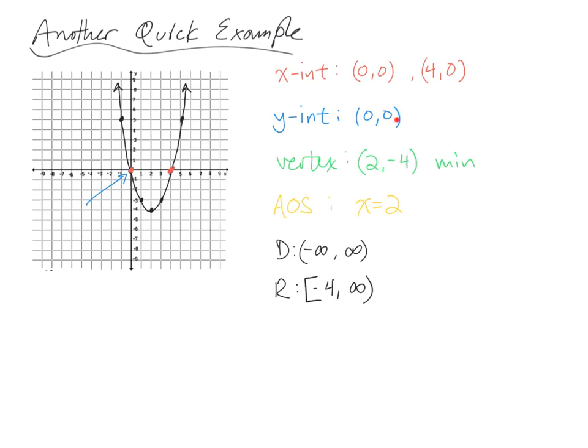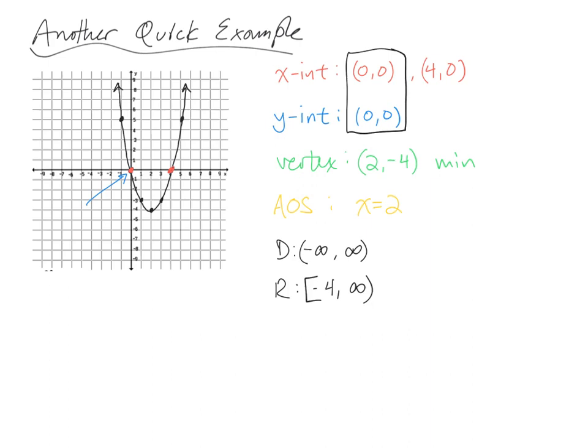And the y-intercept is (0, 0). That's where the graph crosses the y-axis when the x value is 0. So again, for any y-intercept, the x-coordinate is 0. I want to point out that if one of your intercepts is (0, 0), it will also be the other intercept as well. So if your x-intercept is (0, 0), guess what? The y-intercept is also automatically (0, 0). If the y-intercept is (0, 0), then the x-intercept is automatically (0, 0).